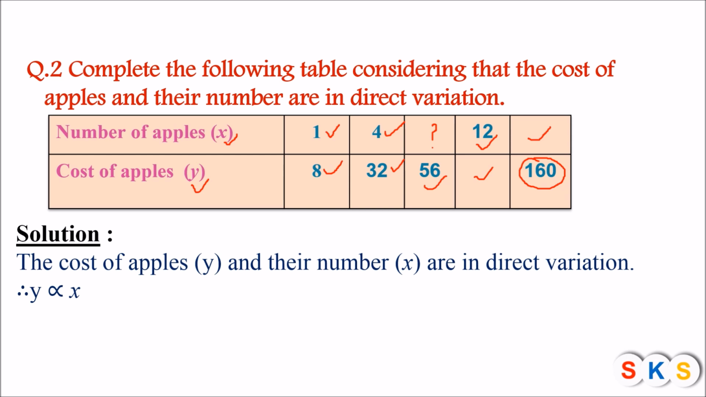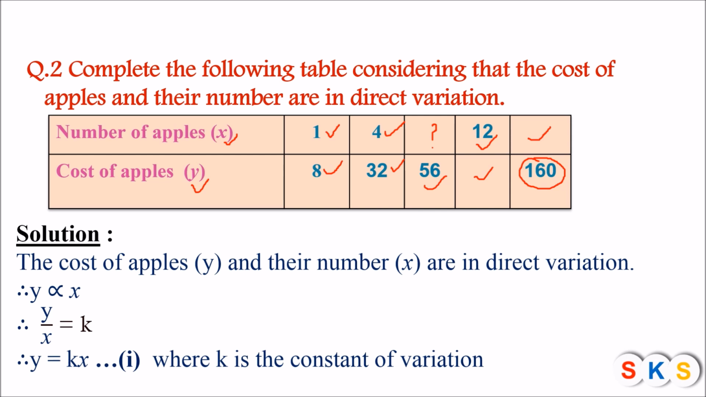Now what is the rule of direct variation? The rule says that the ratio of those two quantities is constant. So what are the two quantities in this? The first quantity is y and the second quantity is x. So the ratio of the first quantity with the second, that means y upon x, equals k. And here k stands for constant of variation, which you can also write as y equals kx. And that would be equation number 1. Now this equation will help us to get the values at the place of the unknown boxes.